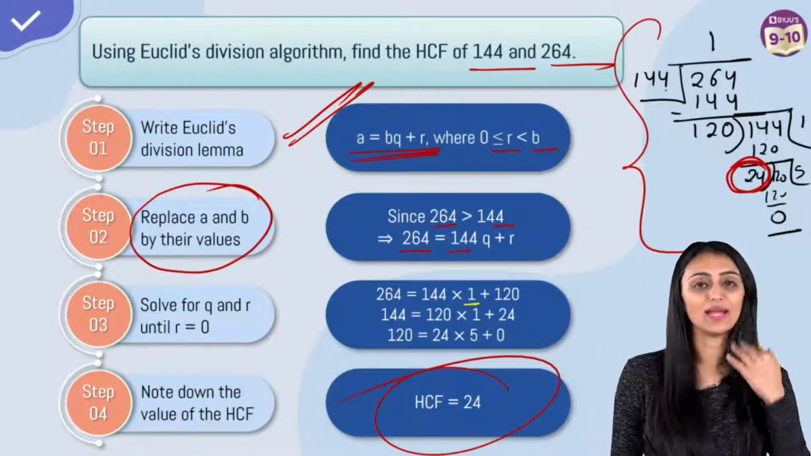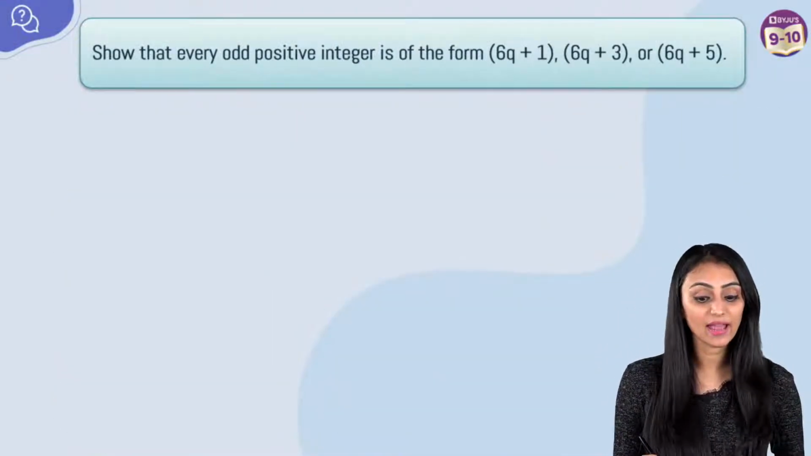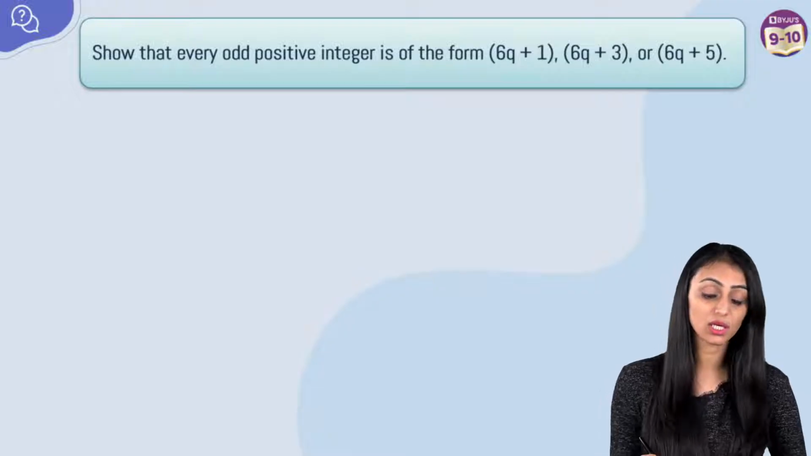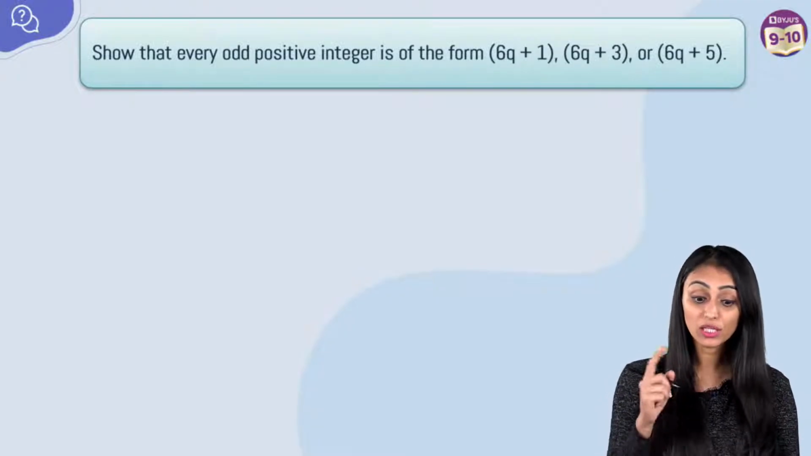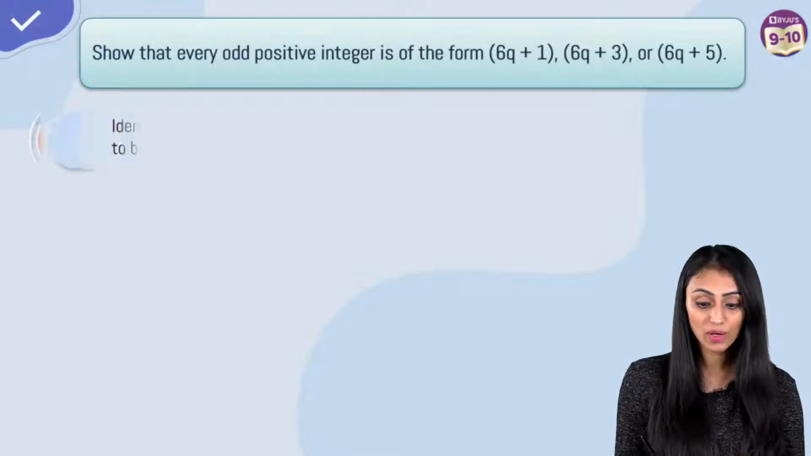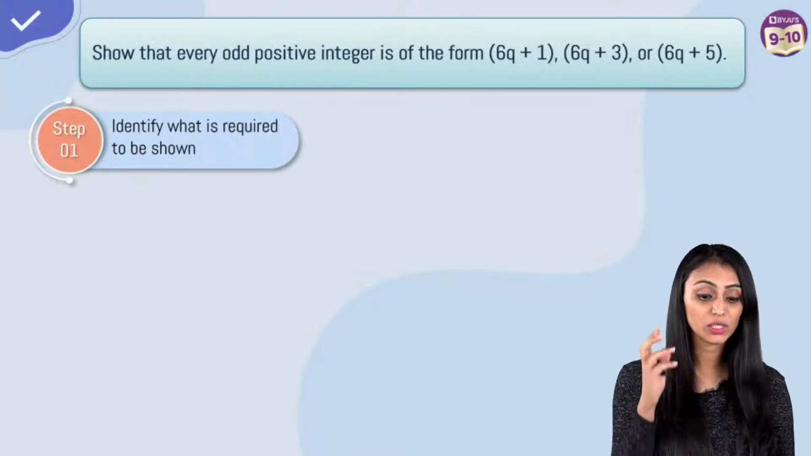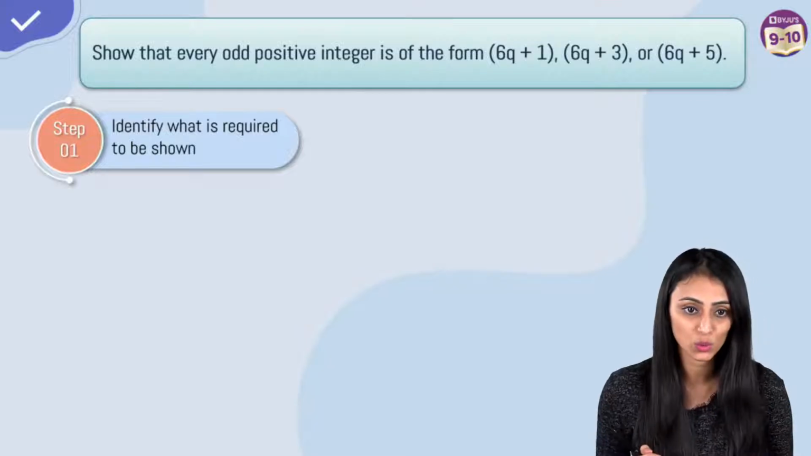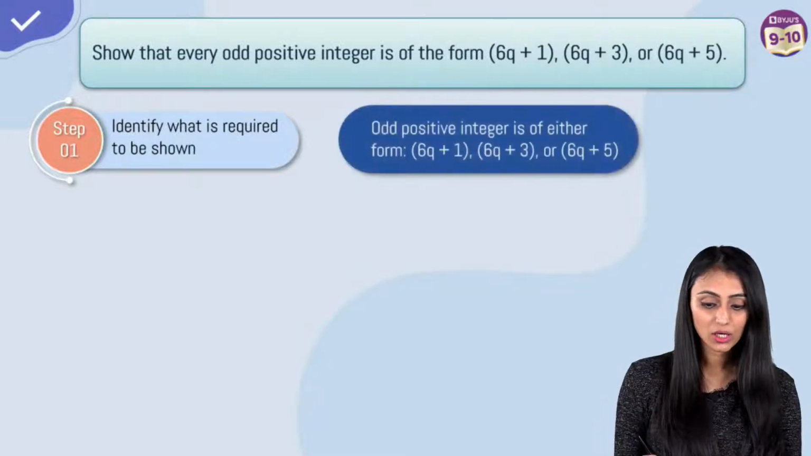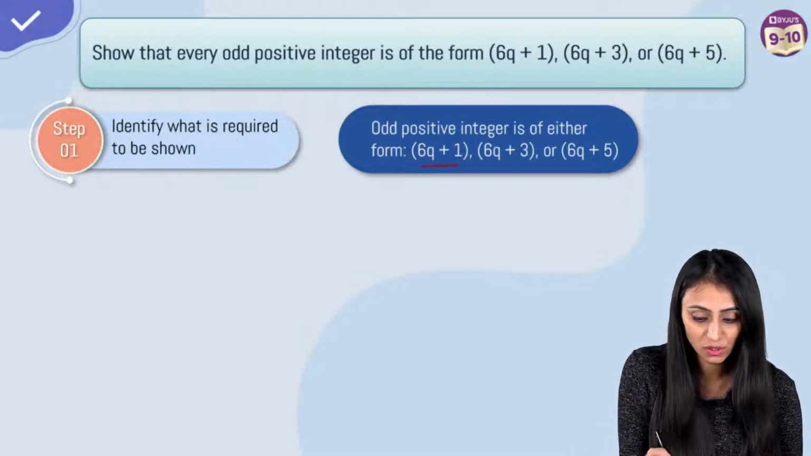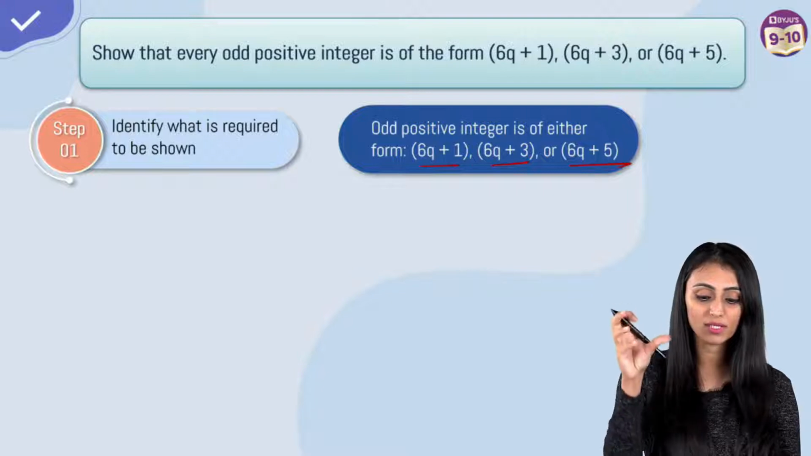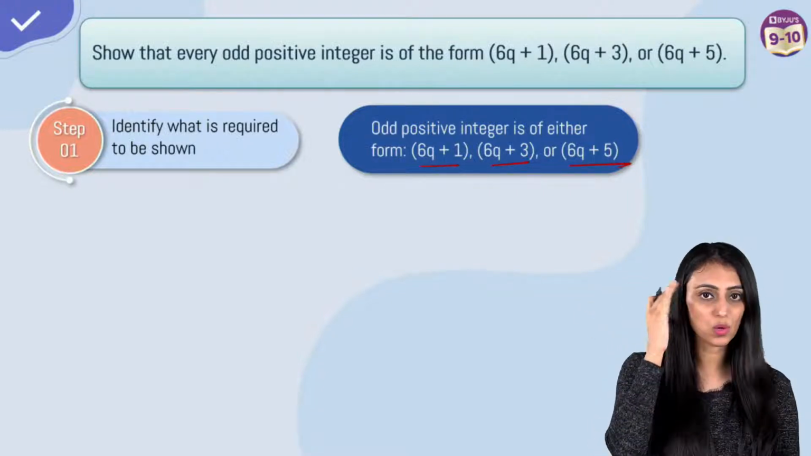Alright, let's move ahead. Let's try out another question: show that every odd positive integer is of the form 6q plus 1, 6q plus 3 or 6q plus 5. Whenever you come across questions like this, your first step should be to identify what is required to be shown. Here we need to show that every odd positive integer is of one of these forms, 6q plus 1, 6q plus 3 or 6q plus 5. This is what we need to show.